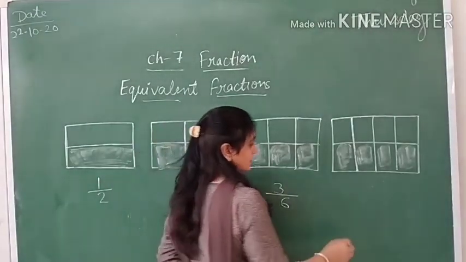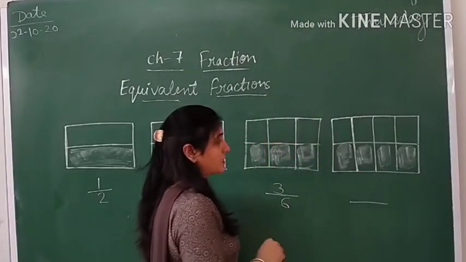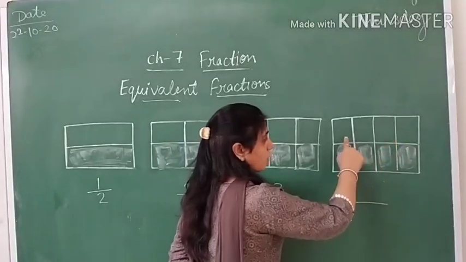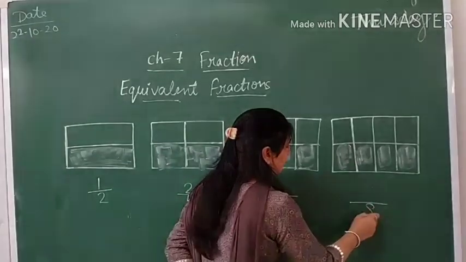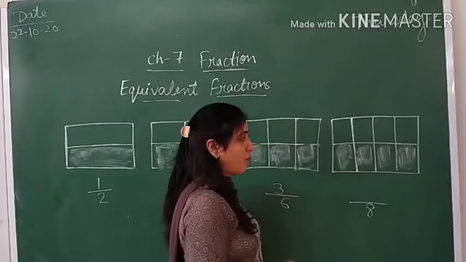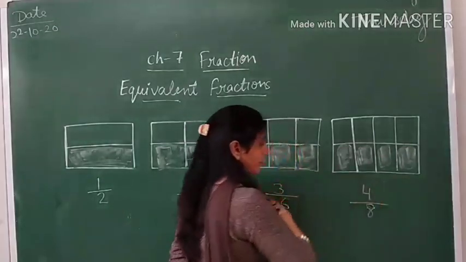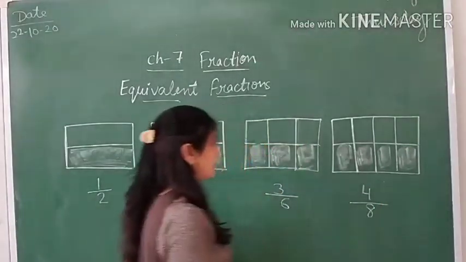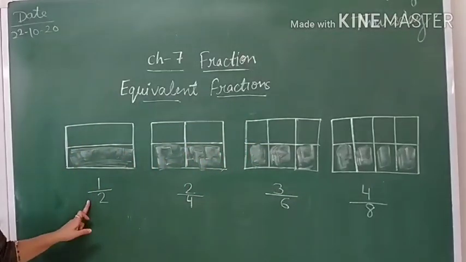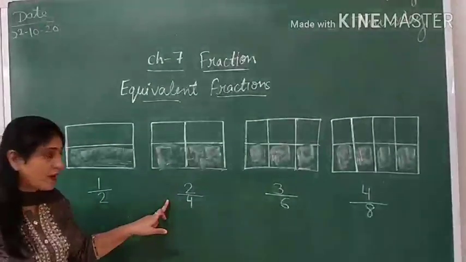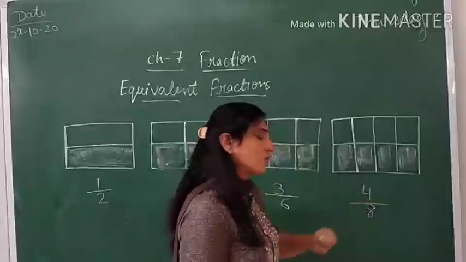Now see the fourth one. Tell me the total number of equal parts of this rectangle. 1, 2, 3, 4, 5, 6, 7, 8. And how many parts are shaded? 4. So the fraction will be 4/8. See, the first rectangle's shaded fraction is 1/2, the second one is 2/4, the third one is 3/6, and the fourth one is 4/8.